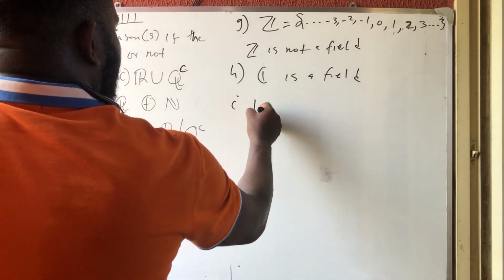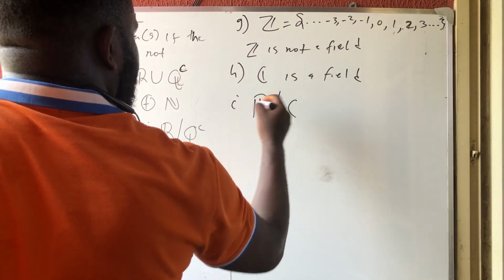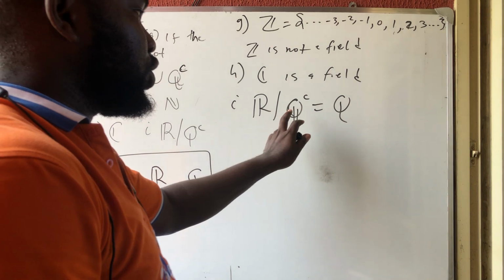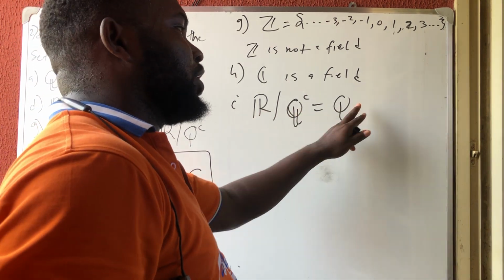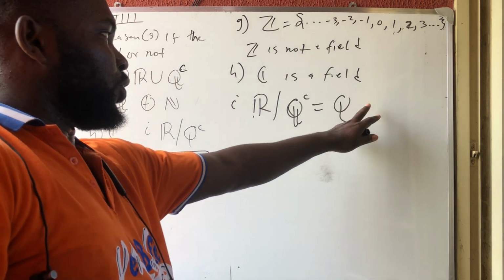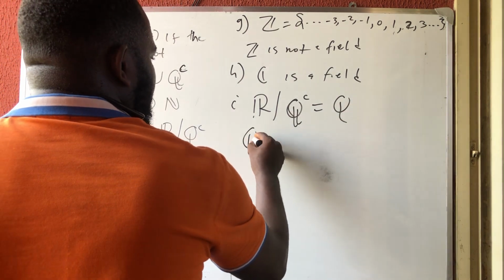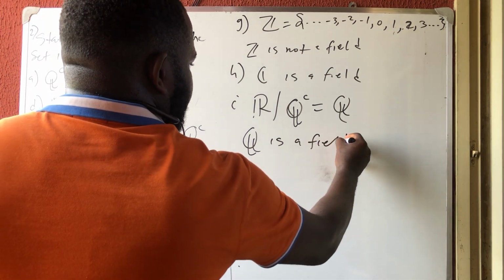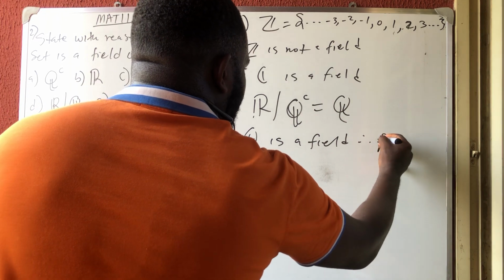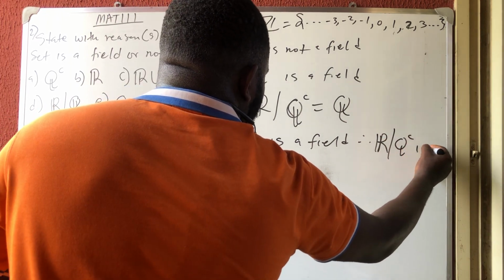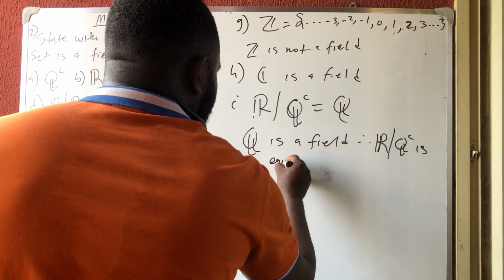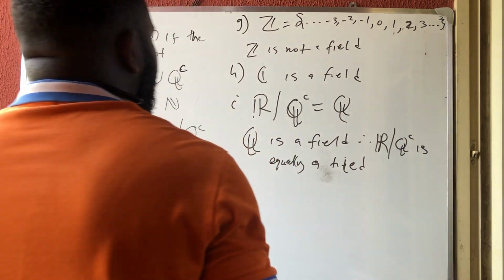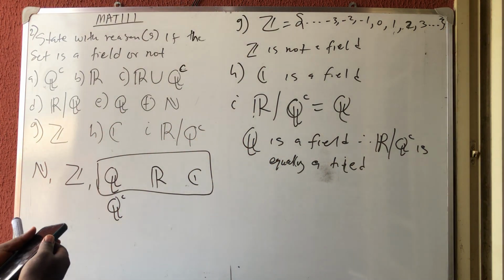Now the next one says R minus Q, which is the complement of Q. Because I told you that R is the combination of these. So this one minus this one will give you this one, like we said before. So since Q, which is the rational numbers, is a field, therefore R minus Q, the complement, is equally a field. Okay, so that is that. So let's go to the next question.